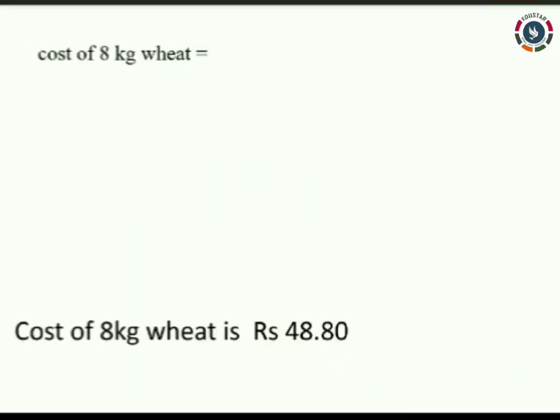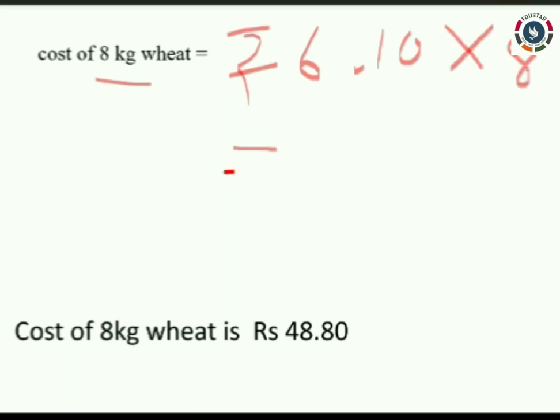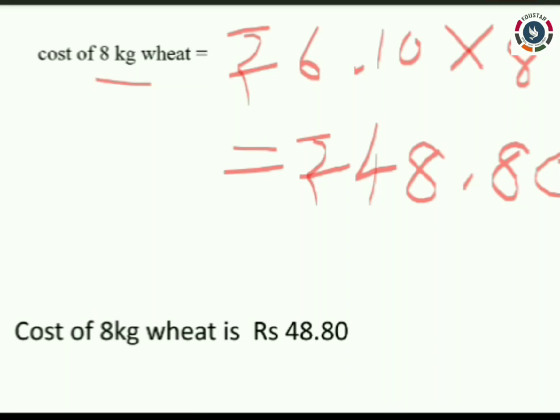Already we have found the cost of 1 kg of wheat, right? Now you have to find the cost of 8 kg of wheat. For that, you have to multiply with the cost of 1 kg of wheat, right? So 1 kg of wheat is rupees 6.10, right? Now you have to find 8 kg. Do the multiplication, you will get the answer as 48.80. So the cost of 8 kg of wheat is rupees 48.80.